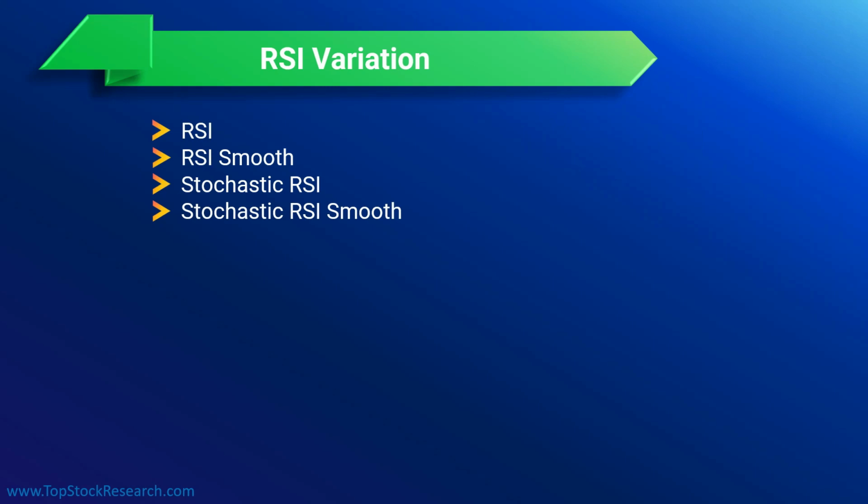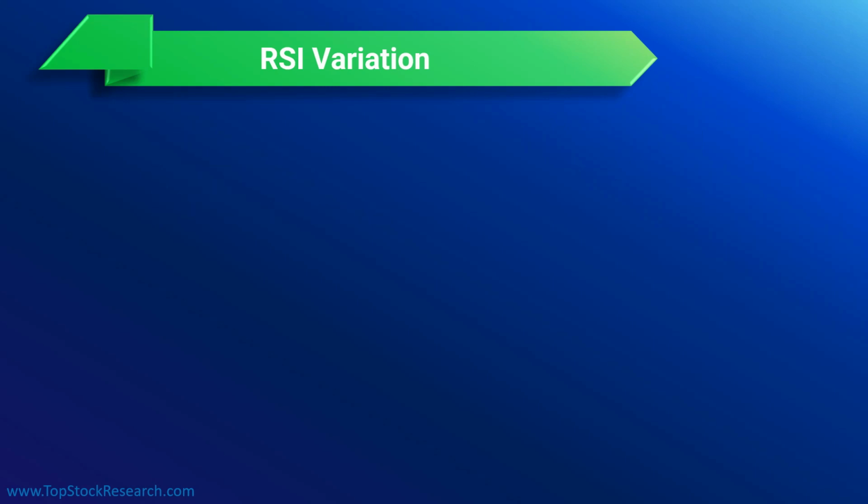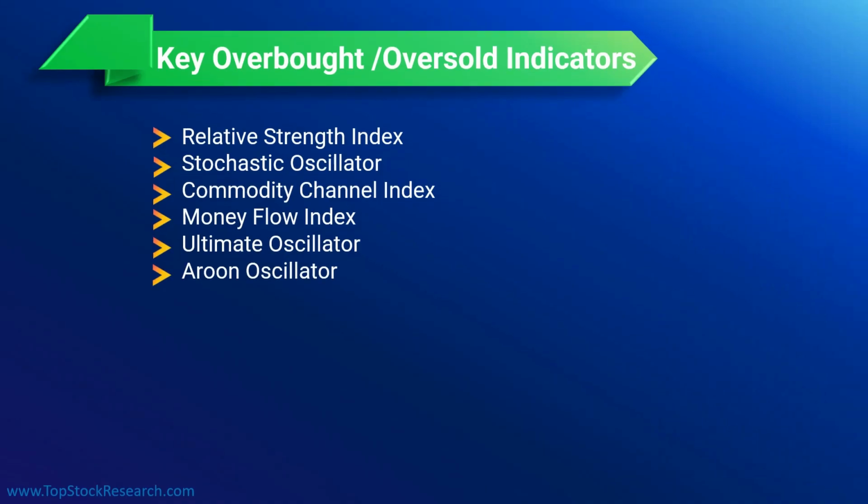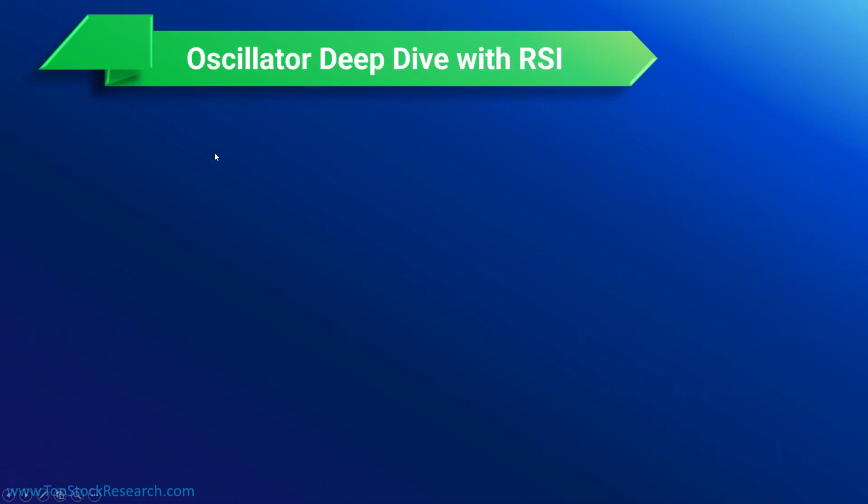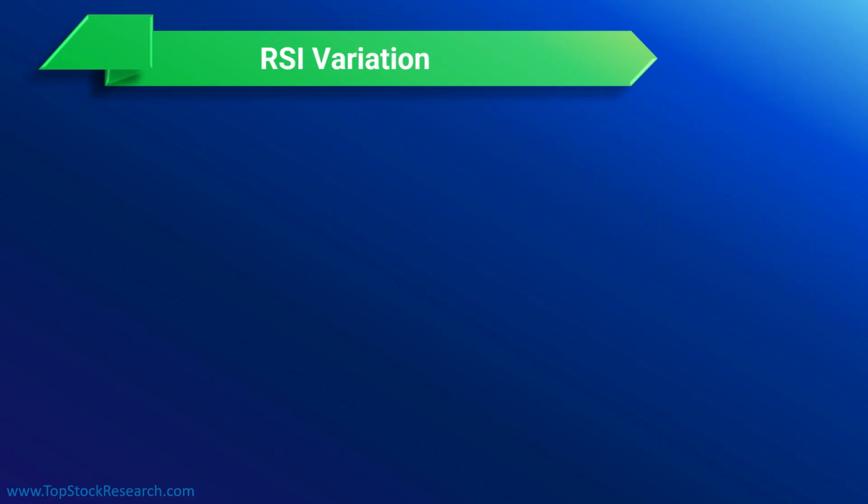Then there's the stochastic RSI. You remember, guys, in the previous slides we saw that there are a lot of different overbought and oversold indicators. One of them is stochastic. Normally the stochastic indicator is plotted on price or one of the derivatives of price, but if the stochastic indicator is plotted on top of RSI, then it is called stochastic RSI.